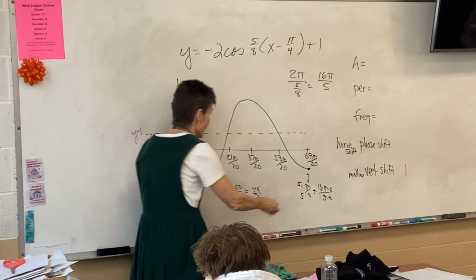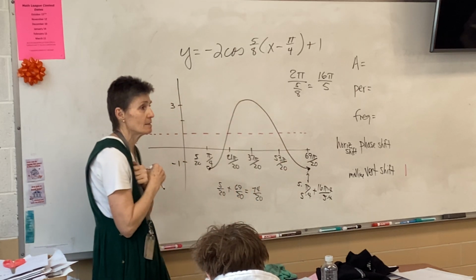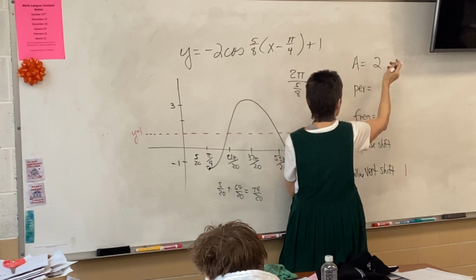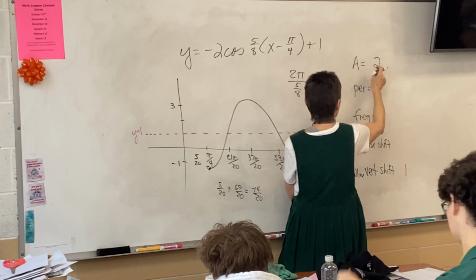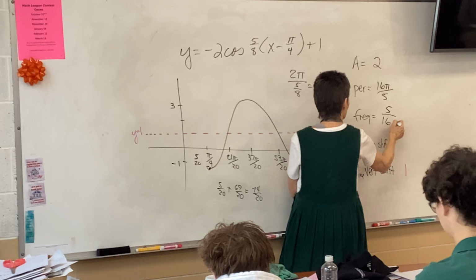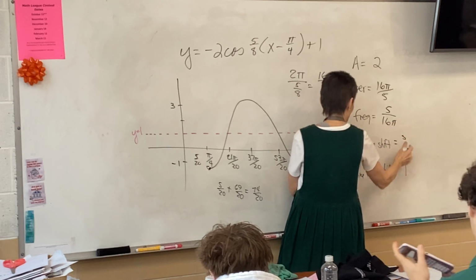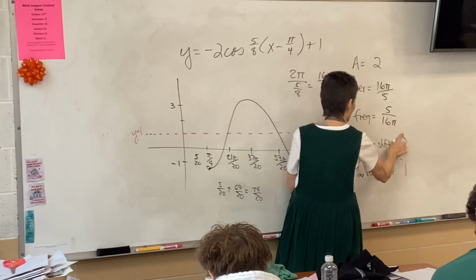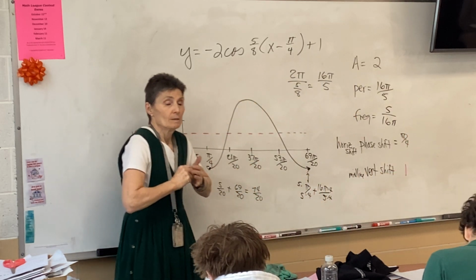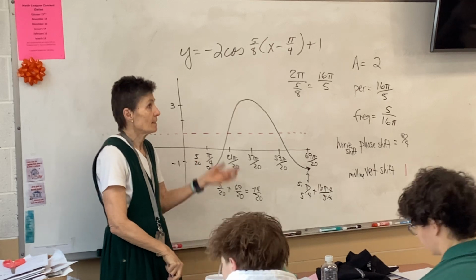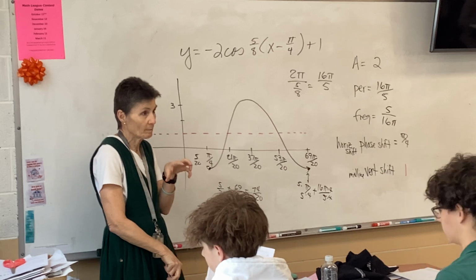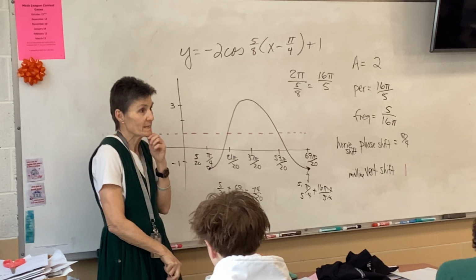Let's put arrows on the ends here, and our graph is complete. Amplitude was 2, always positive. That number's always positive. Period was 16 pi over 5, and the frequency is 5 over 16 pi. And the phase shift was right, pi over 4. So tomorrow we're gonna do that for a grade. I'd hoped we'd have a little more time, so we will do one more practice problem tomorrow before we take our quiz.